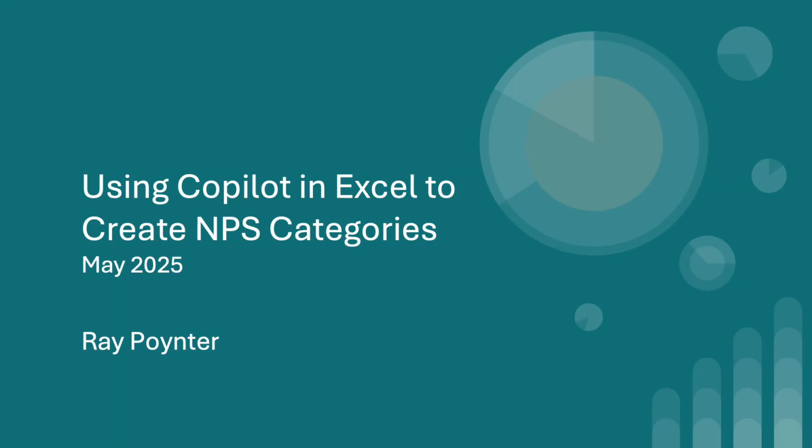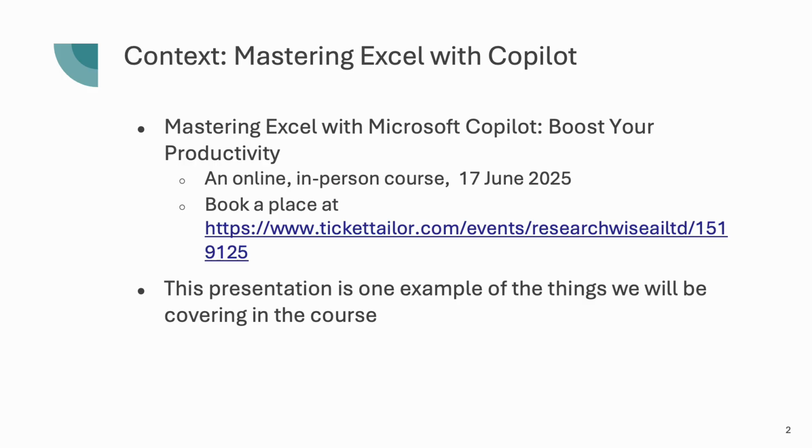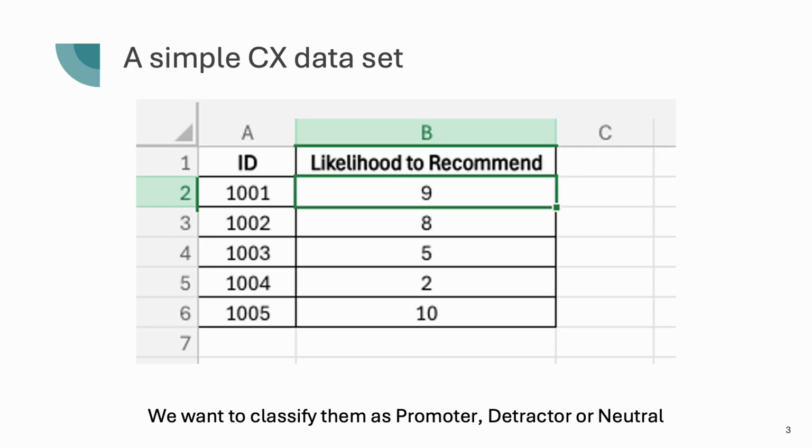Hi, Ray Pointer here, and I'm going to show you how we can use Copilot in Excel to create NPS categories really easily. So, here's the context. I'm running a course on how to use Copilot to master Excel in a couple of weeks, and I want to show you some of the things that we're going to be doing to give you a sense of what you can do, what you will learn, and how you'll be able to apply it afterwards.